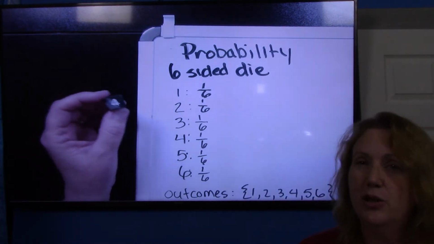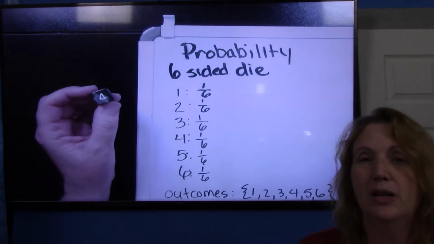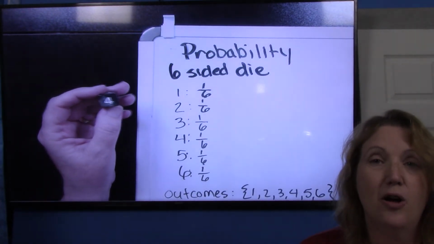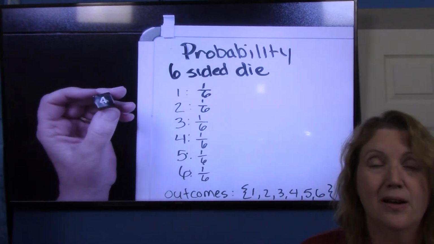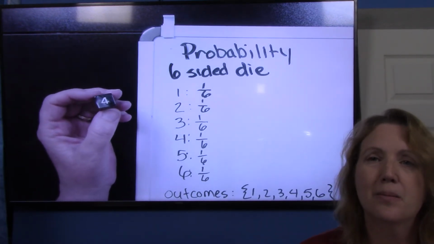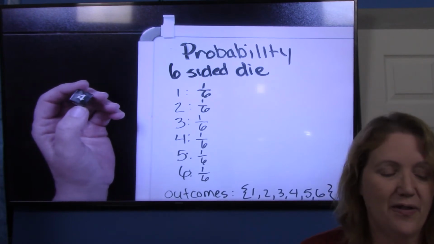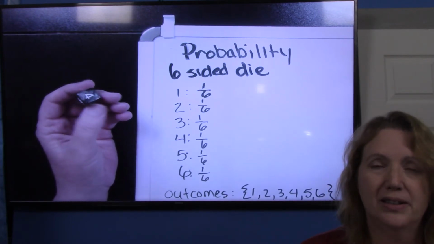Now, do you remember what I said when we looked at the coin? If I add the probabilities of all my possibilities, what will I get? Put your answer in the chat. What will I get if I add all of the probabilities together?